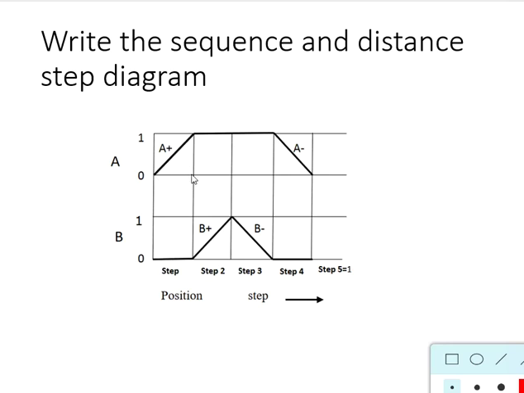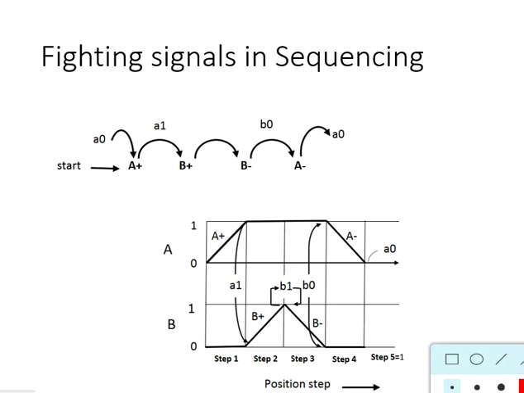In the first step, cylinder A is getting extended, followed by cylinder B extension, then cylinder B withdrawal or retraction, followed by the retraction of cylinder A. Here a trapped signal occurs whenever a cylinder extends and retracts immediately. So we cannot use a sequence method for this, so we have to go for a cascading method.